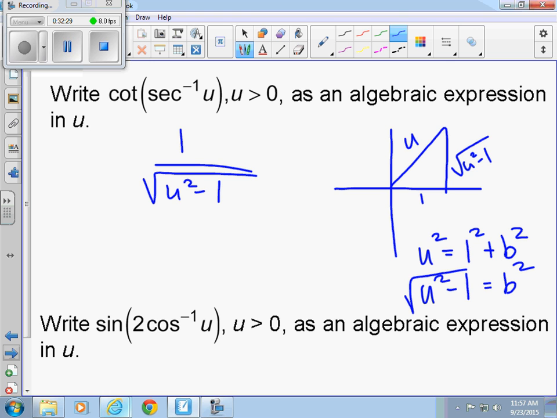If you wanted to rationalize it, you can. I'm not going to make you. But if you did, you would just get the square root of u squared minus 1 over u squared minus 1. I don't care if you rationalize it or not, but if you chose to. Isn't that what you get if you did rationalize? It's not really important. Either way works.